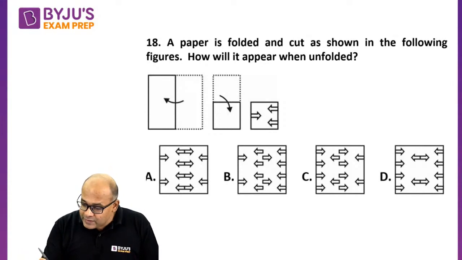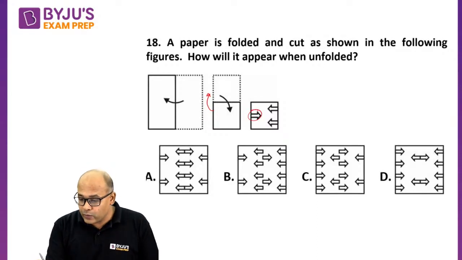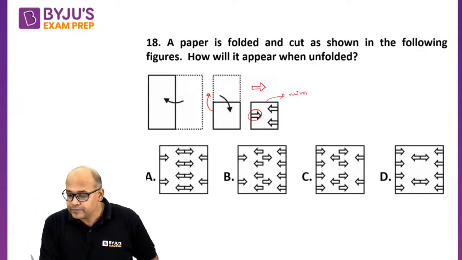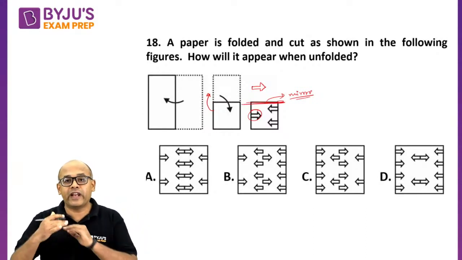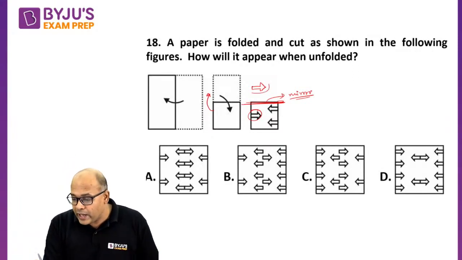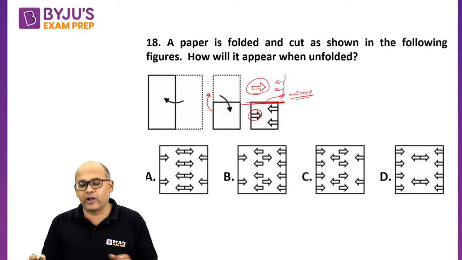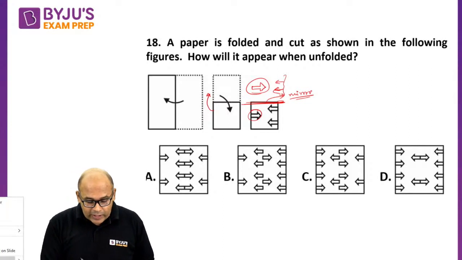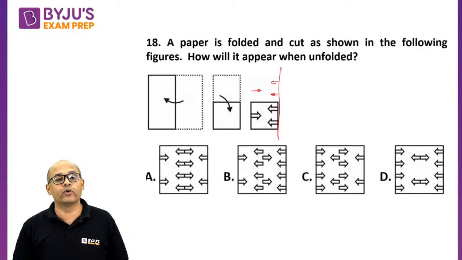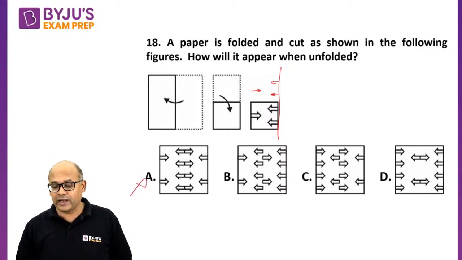When I open this back after cutting, I will get one arrow here and one more arrow here, correct? Because the logic is when I open it, this line will be acting as a mirror. So I'll get a mirror image on the top and whatever is already there will remain here. So I will get one arrow in the center and two more arrows here. I'm not drawing the correct arrows, guys. I hope you can understand. So basically I get one arrow here and two arrows here. So the right side should have four arrows. Clearly A is not correct.